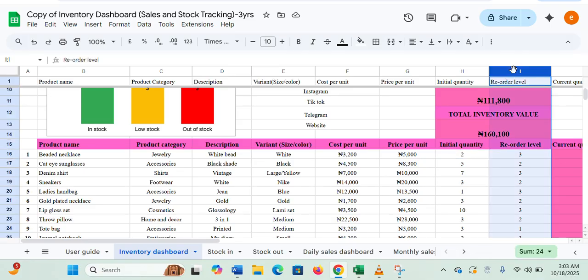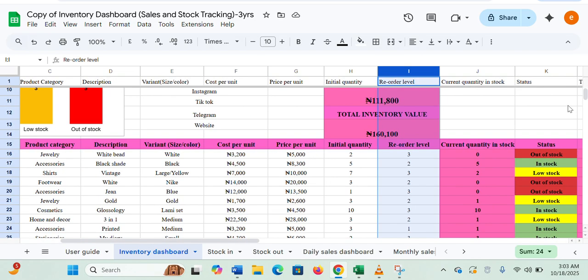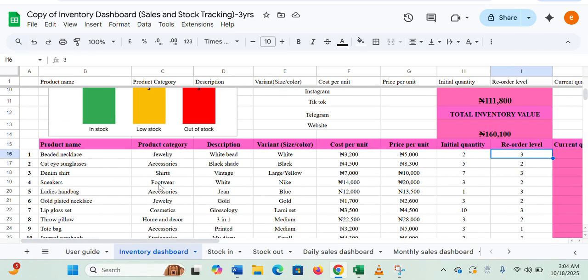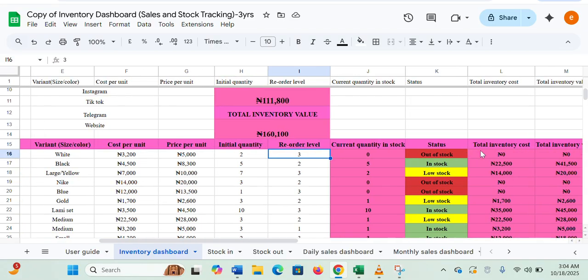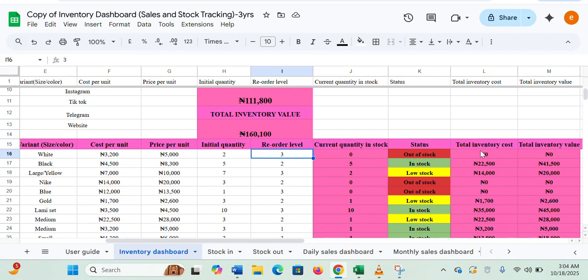The next column here is reorder level. At what point do you want to reorder this particular goods so that the inventory dashboard can tell you, oh, you have this product in low stock. That is, it is time for you to reorder. The moment you see an indicator of low stock in yellow, it shows that I am below my reorder level. So for example, you love to order beaded necklace when it is remaining three. That means your reorder level for it is three. So yes, this particular column, you have current quantity in stock, you have status, total inventory cost, total inventory value.